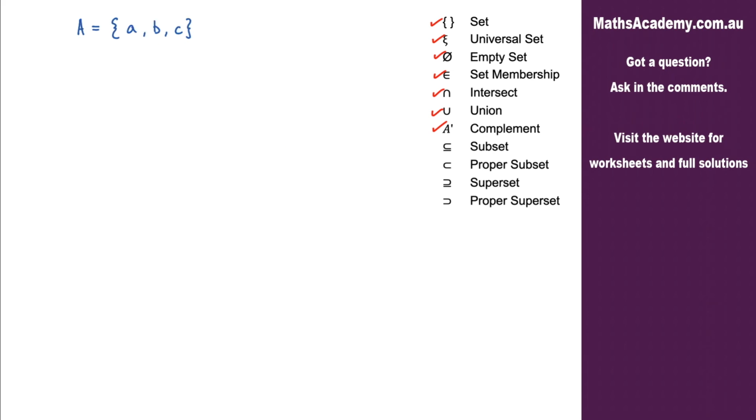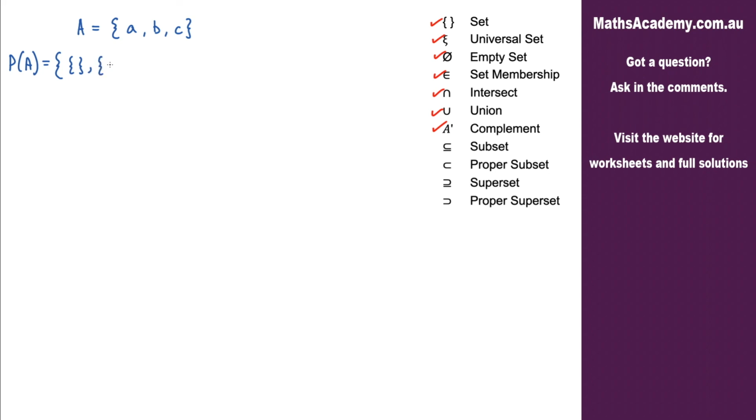The last thing that I'll touch on is something called the power set. What is the power set of A? So P of A. What is the power set of A? The power set of A is a set of all the subsets of A. Well, the first subset we can have is the empty set. Remember, the empty set is a subset of every set.